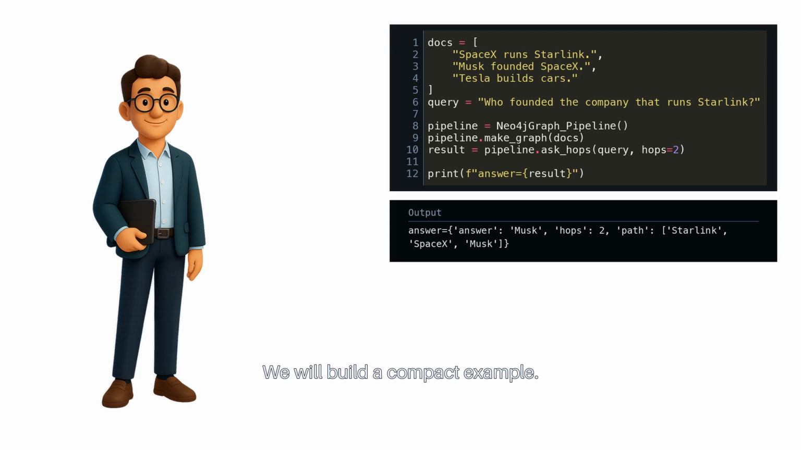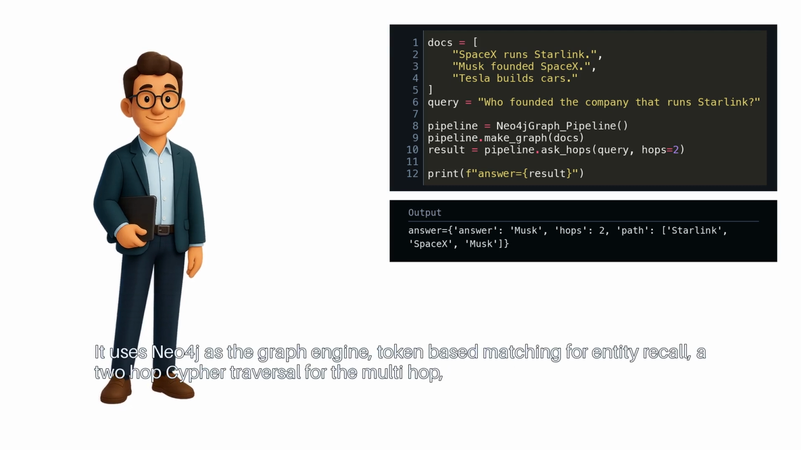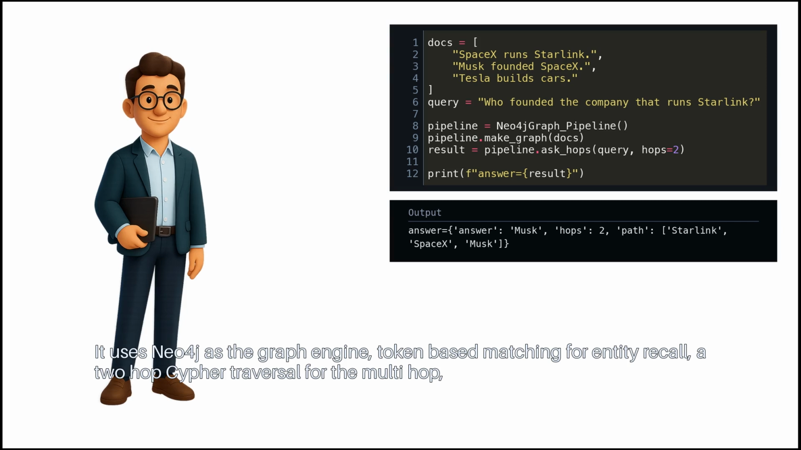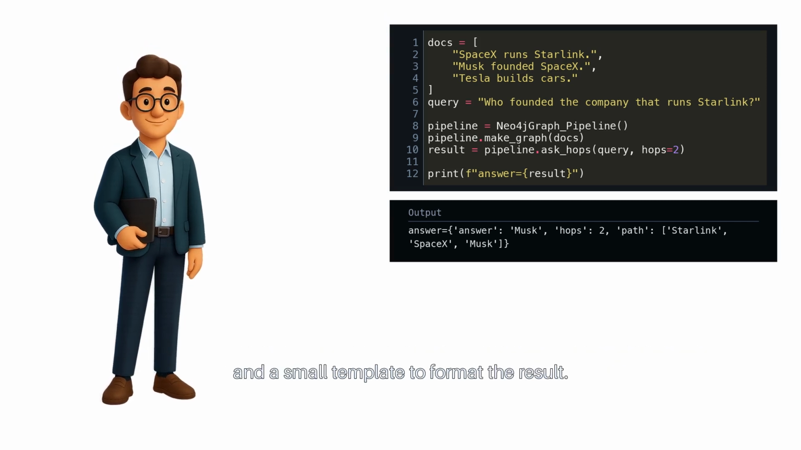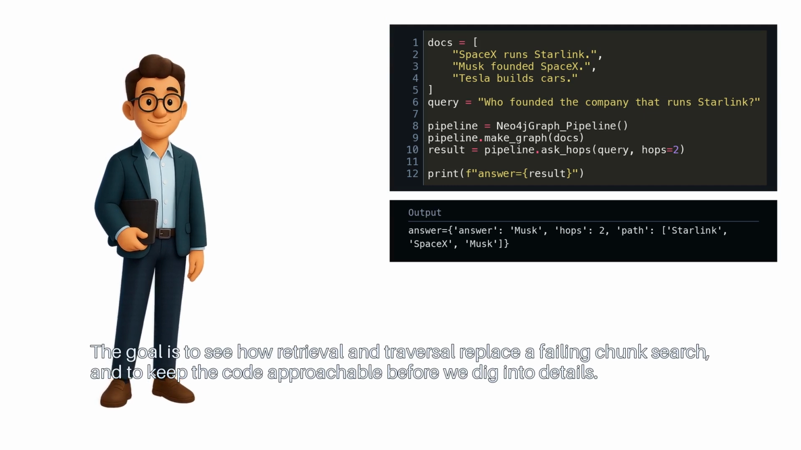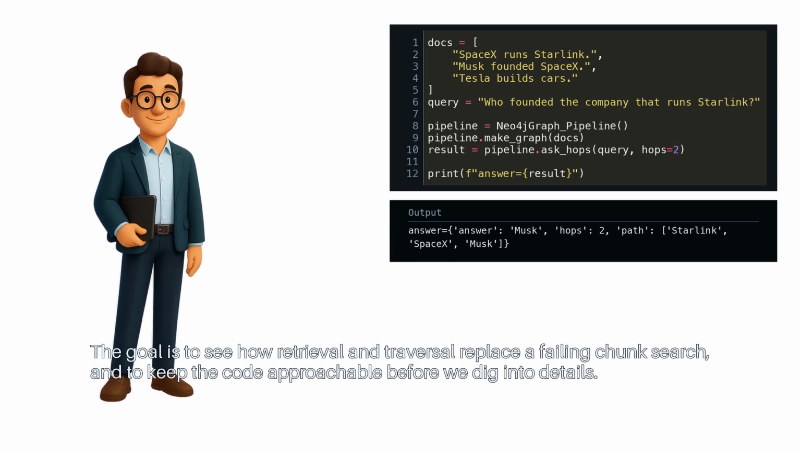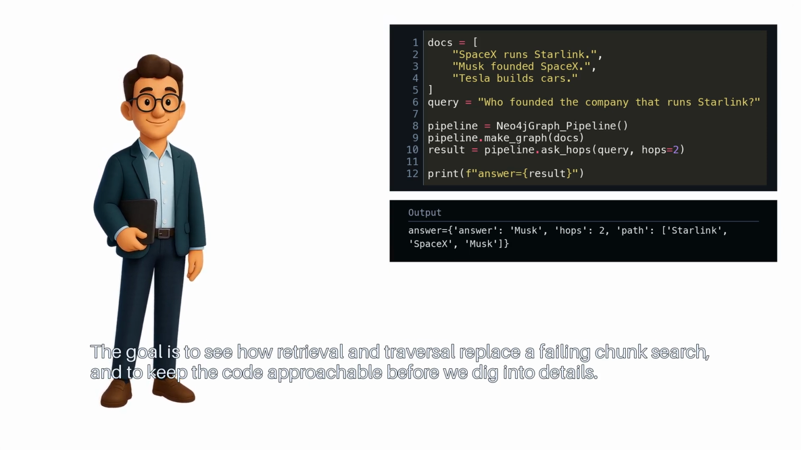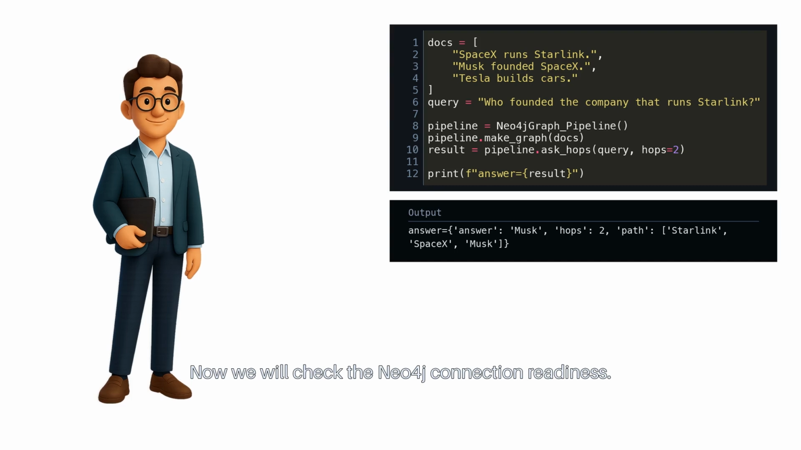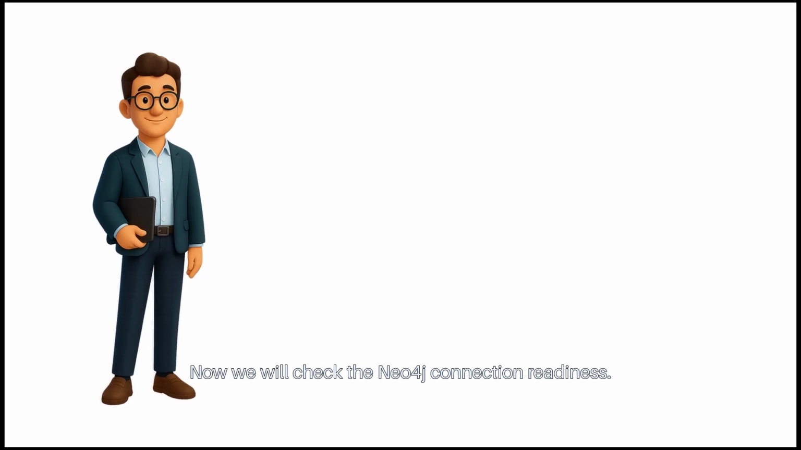We will build a compact example. It uses Neo4j as the graph engine, token-based matching for entity recall, a 2-hop Cypher traversal for the multi-hop, and a small template to format the result. The goal is to see how retrieval and traversal replace a failing chunk search, and to keep the code approachable before we dig into details. Now we will check the Neo4j connection readiness.